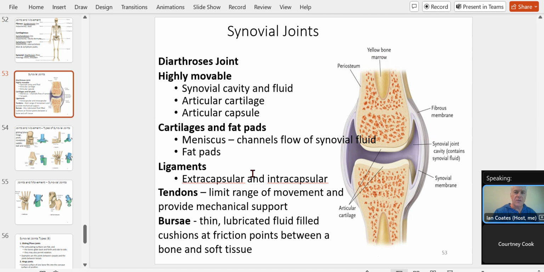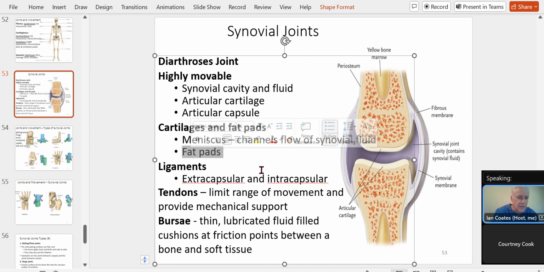These synovial joints are also called diarthrosis. Highly movable, with a synovial cavity, synovial fluid, and articulating cartilage. You can see it right there. We never want bone touching bone. Arthritis is when this cartilage starts to degrade, and then you have bone touching bone. Oh, it's not good. Articulating capsules for sure. A meniscus there, channeling the flow of synovial fluid.